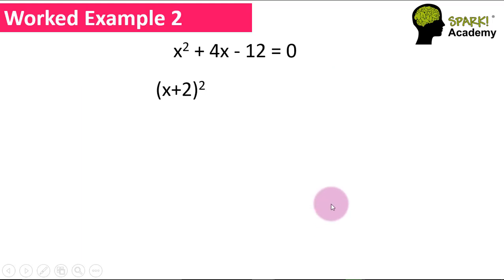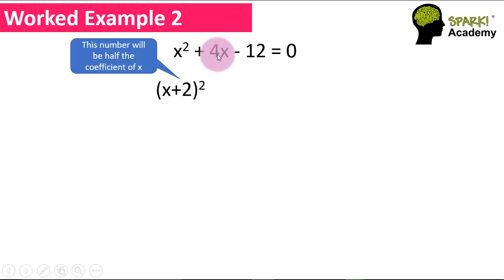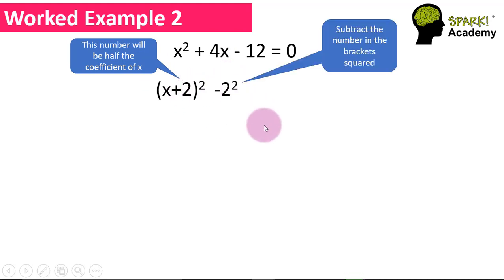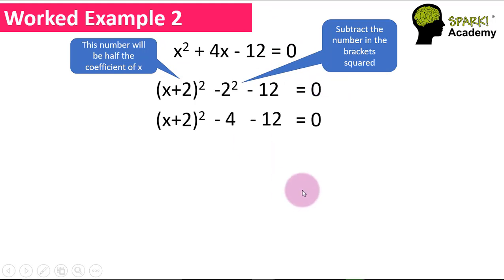Now we're going to look at solving. So this one, half the number in front of the x, remember, so it becomes 2. Put it in a bracket, square it. We minus the number in the bracket squared, so we minus 2 squared. The minus 12 just gets written out as it is. Remember to put the equals 0 at the end this time, because it's actually an equation we're writing down rather than an expression.